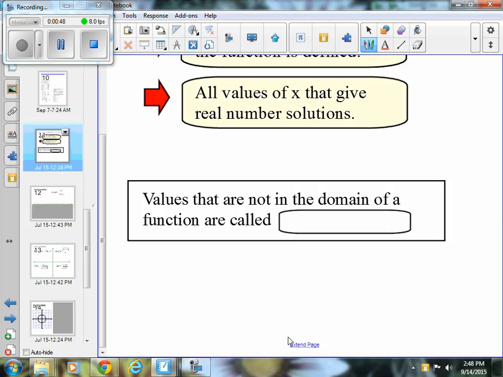Anything that we have to leave out of the domain, those are called excluded values. Now, if you think about what the word exclude means, it means to leave out. So excluded values mean you're leaving things out of the domain. Those are the numbers we don't want to use, or we can't use because they don't make sense when we plug those in. So what we're going to do is go through examples of different functions and look at what their domains should be based on these excluded values.